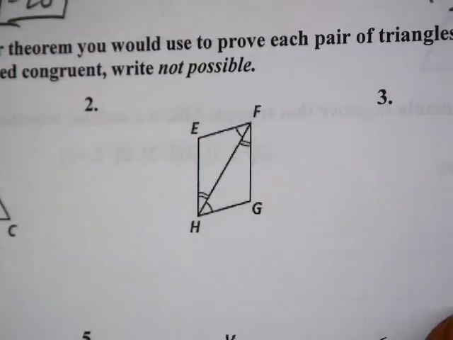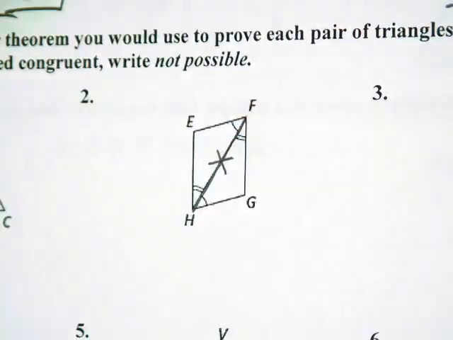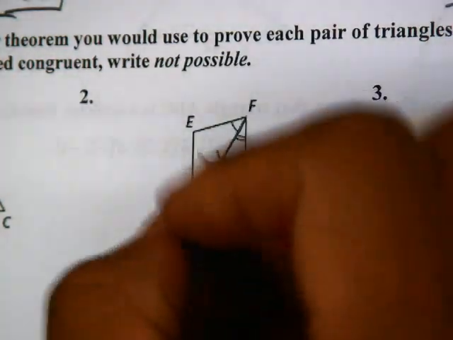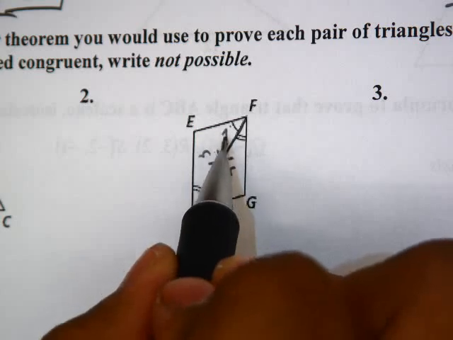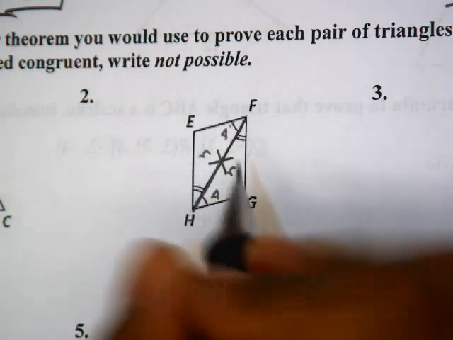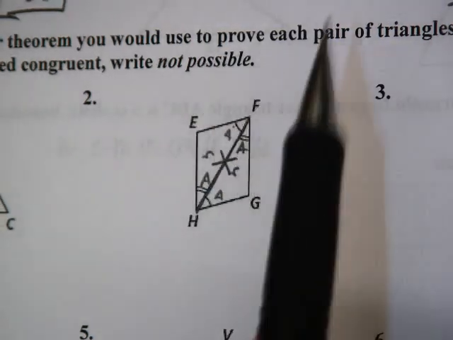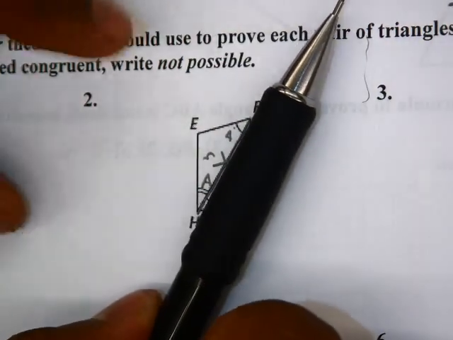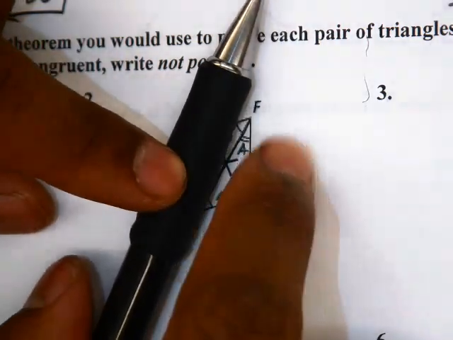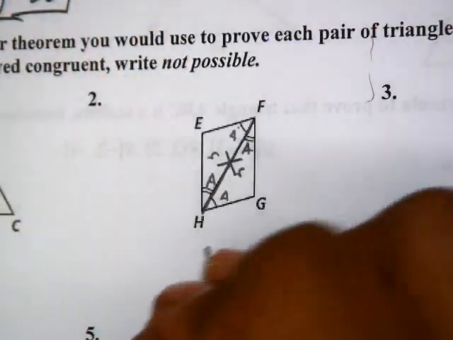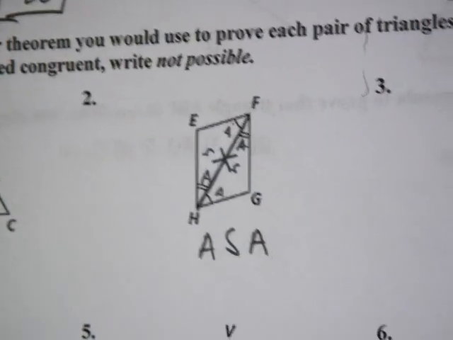The next one, FH, again, is also equal to itself because of the reflexive property. So these are 2 side symbols there. This is an angle symbol. This angle is equal to this angle, and this angle is equal to that angle. So if you notice, if you cover up one of the triangles, you have 2 angles, and the side is in between. So this is 2 angles, and the side is in between, or ASA.